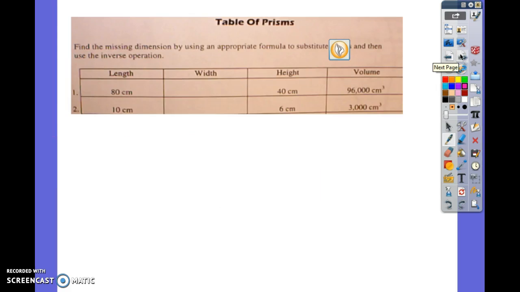On the back of your homework, you have a table of prisms. Let's talk about how we're going to fill in those missing dimensions. Remember that we know the formula for the rectangular prism is volume is equal to the area of the base times the height of the prism. We also know that volume can be length times width times height, because the length times width is the base and the height is the height of the prism. So what we're going to need to do is write our formulas and show our substitutions and solve for our unknown.